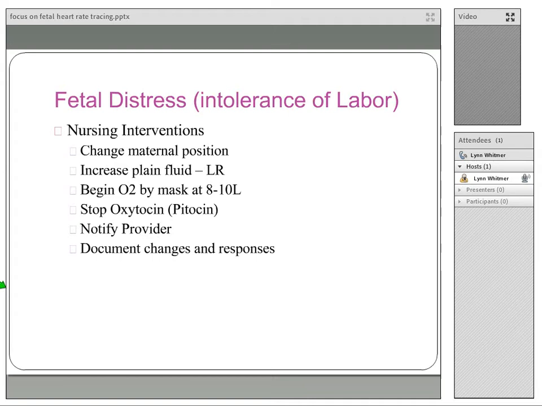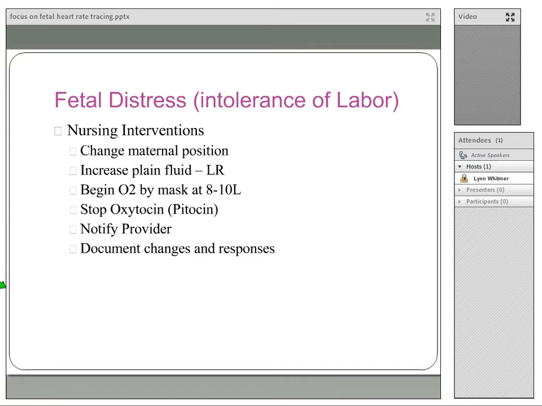and when you go back to do your documentation, you will see that at 1301, I changed your position. At 1302, I started the IV, I opened up the IV fluids. At 1304, she got oxygen. So you will have a timestamp of everything you've done. Please remember, the fetal monitoring working in a labor and delivery suite is very litigious. This is a great place for things to go badly. And when things are going badly, you need to have your documentation very clear.